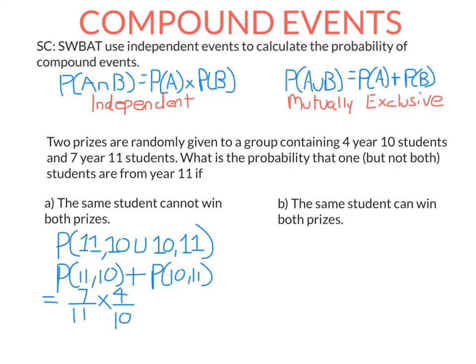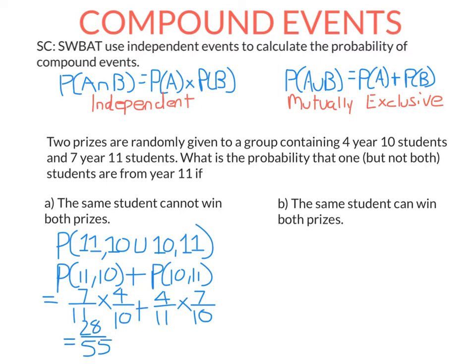Something similar would happen over here. The probability that the first student was from Year 10, 4 to choose from out of 11 in total. If the first student was from Year 10, then there will be 7 Year 11s left over and only 10 to choose from, because this Year 10 student who won the first prize cannot win the second. So I can simply put that in my calculator. And what I get is 28 over 55, so just over 50%.